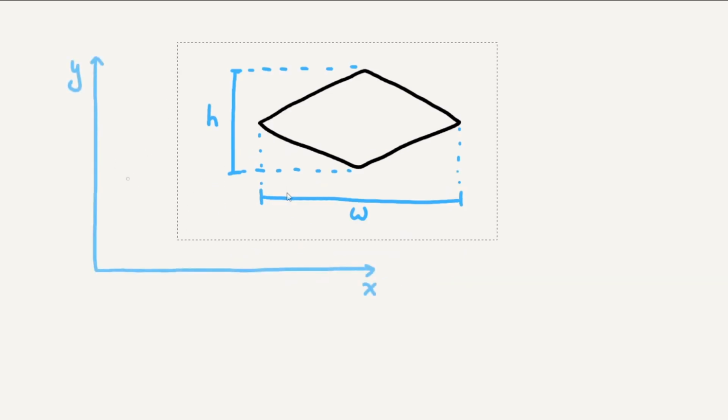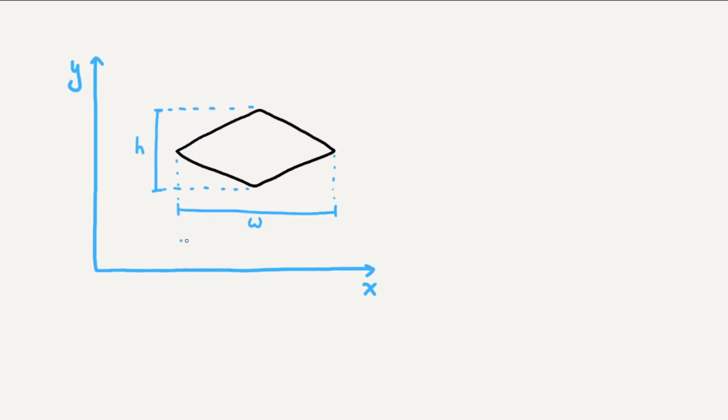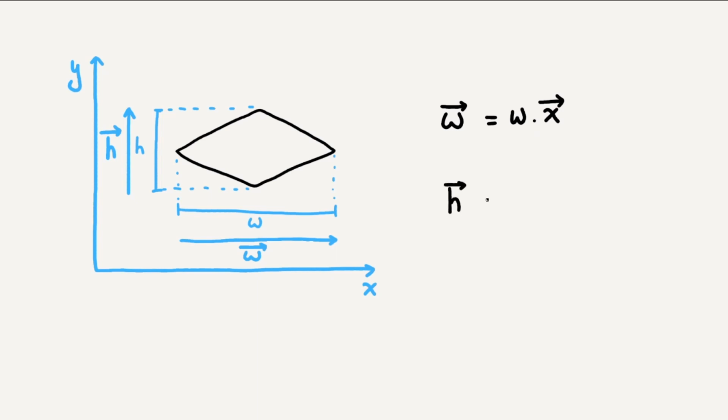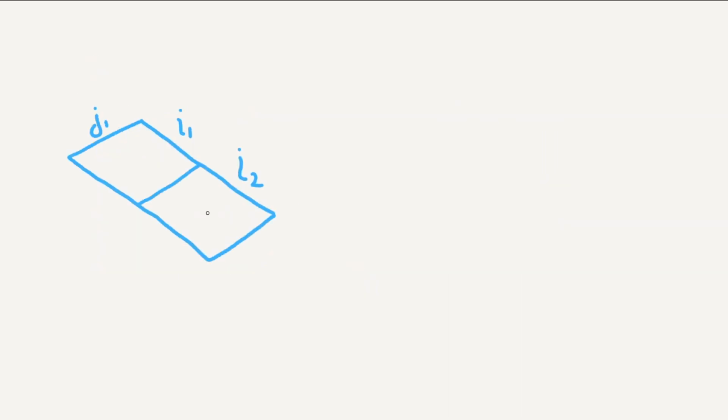This width and height can be interpreted as vectors on the x and y axes. So here we'll be using the vector w to represent the width on the x direction, and the vector h to represent the height of our tile on the y axis. Now, considering the distance between 2 points on the board that have the same j, we can clearly see the influence that the i position will have on the tile.